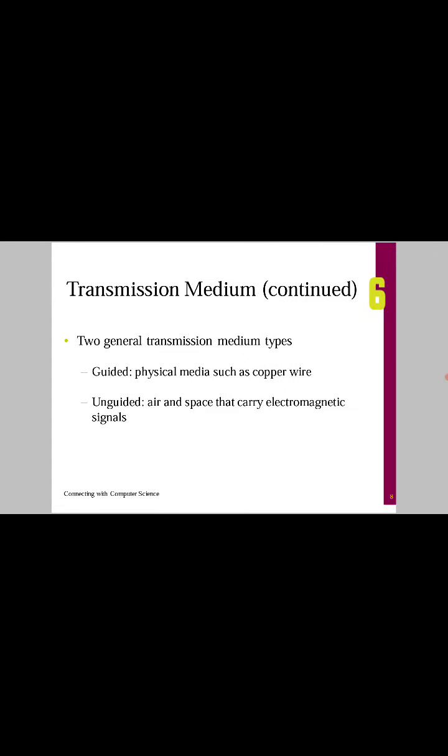So the two general transmission medium types are guided and unguided. Guided means physical media such as copper wires. Unguided means air and space that carry electromagnetic signals. Transmission modes are generally of two types: guided and unguided. Guided means using some physical media like copper wires or twisted copper wires. Unguided means wireless, air, and electromagnetic signals.